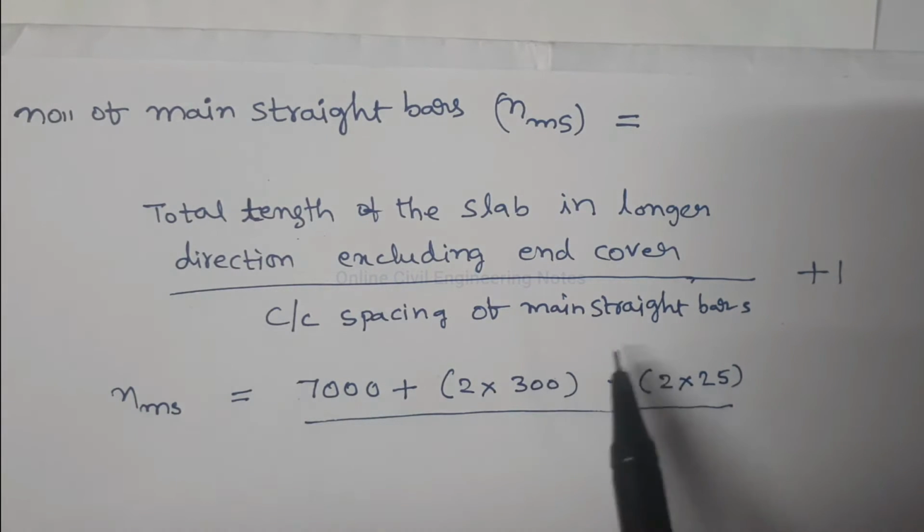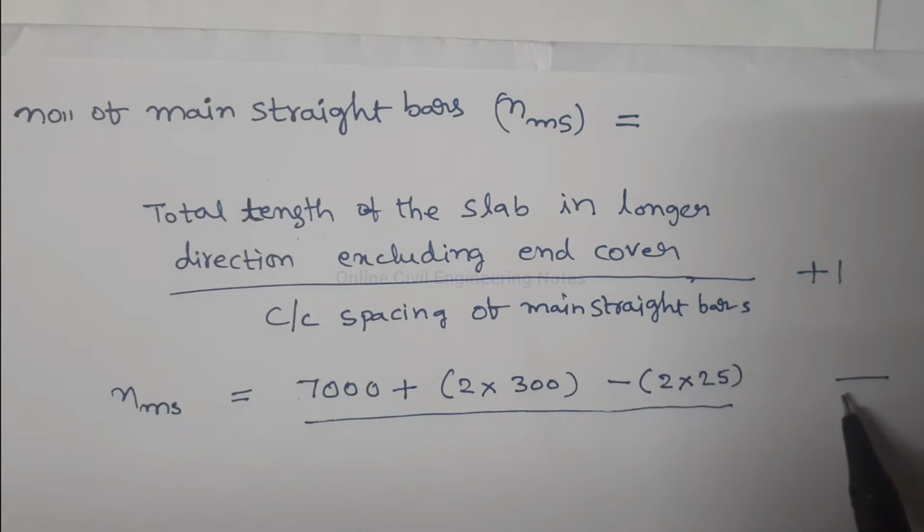I already told that the spacing provided for main bars is twice the actual spacing. Why? Because we provide the straight bars alternatively as well as cranked bars.